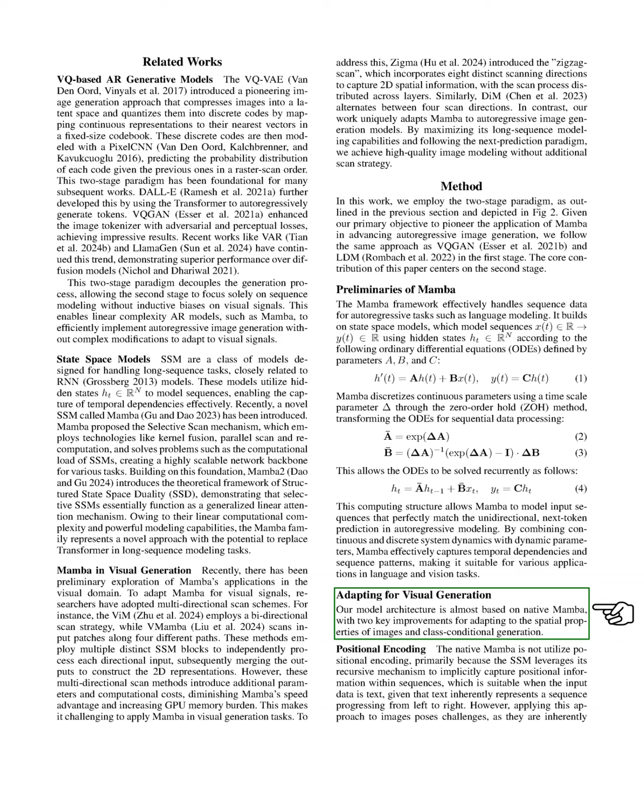For visual generation, our model architecture is primarily based on native Mamba, with 2 significant enhancements to better handle the spatial characteristics of images and class conditional generation. First, we address positional encoding. Native Mamba does not use positional encoding because the SSM captures positional information through its recursive mechanism, which works well for text as it is inherently sequential.